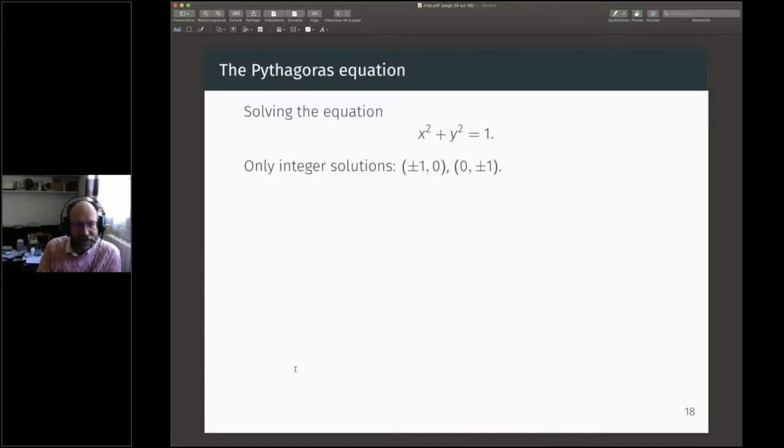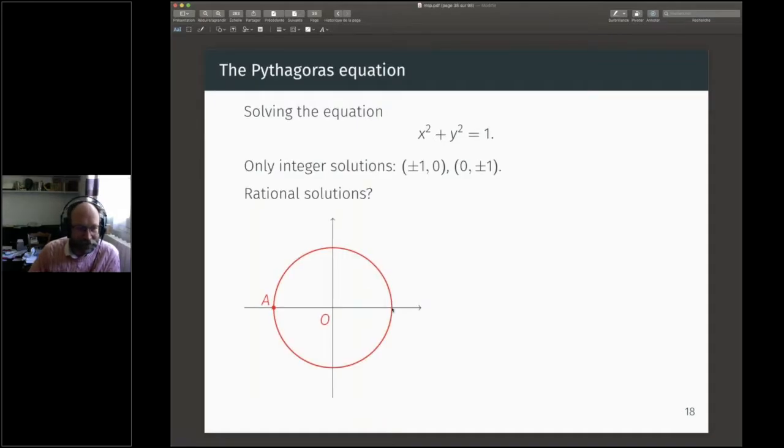In integer solutions, it's clear it's only plus or minus 1, 0, and 0, plus or minus 1. Those are essentially the 4 vertices of the circle. And for rational solutions, maybe the situation is more interesting. In fact, there is a geometric construction that will give us a lot of solutions.